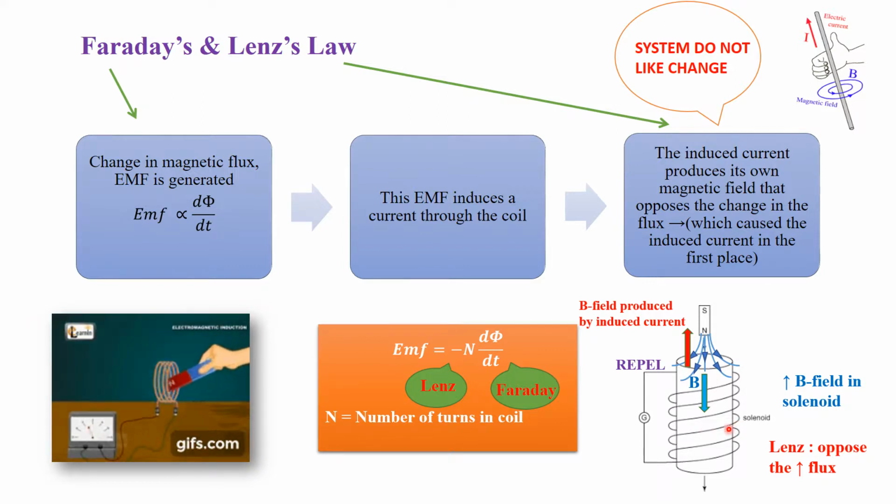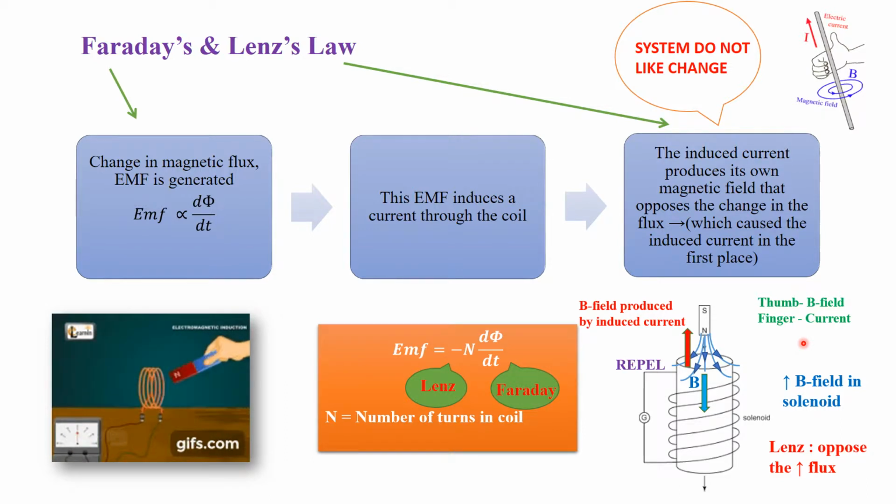Okay, now that we know the direction of the B field induced by the current, we can determine the direction of the induced current based on the right-hand grip rule. Keep in mind that this is a solenoid, so therefore your thumb would be the B field and your fingers would be the direction of the induced current. Now if you curl your fingers with your thumb pointing upwards, you will get that the direction of the induced current is towards the right. Now this is Lenz's law.